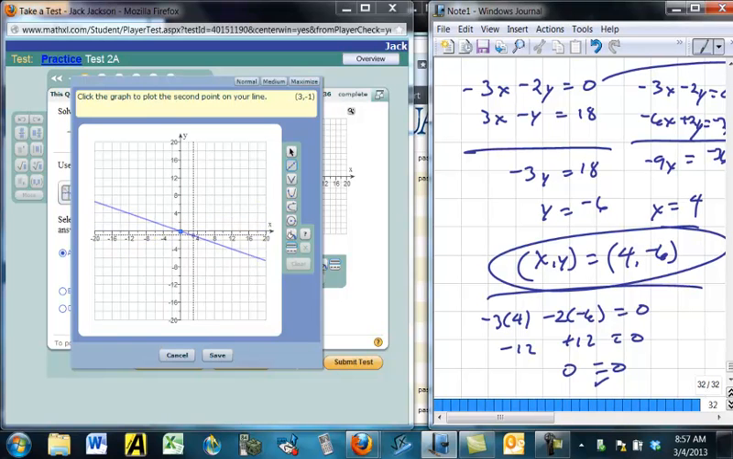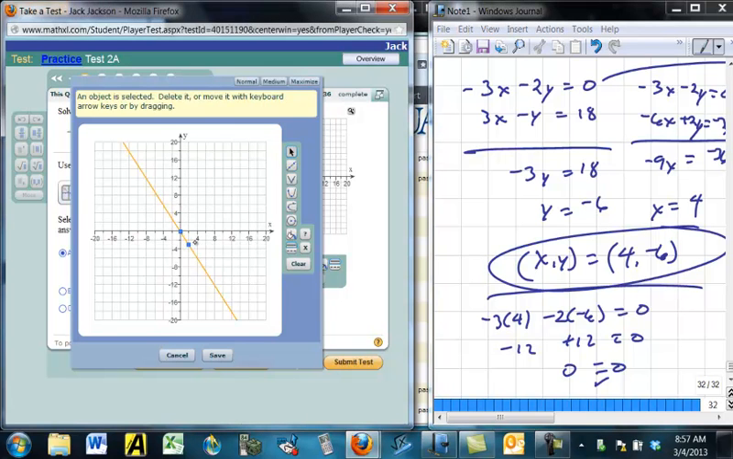So it should go through 2, negative 3. Okay, look at the scale here. 2, negative 3 should be about there. It should go through 4, negative 6. I can actually use that if I want. 4, negative 6. Okay. The next one also goes through 4, negative 6 if we did it right. Okay, and that's not the right answer.